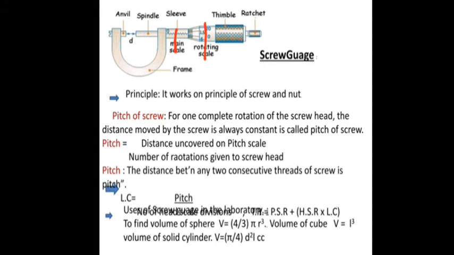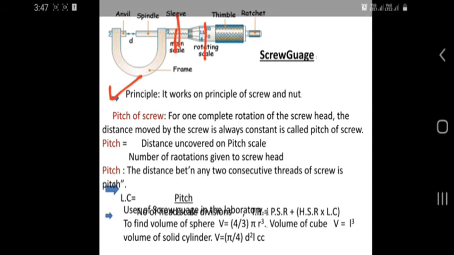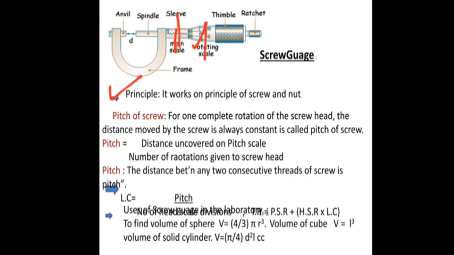Let's understand the differences between the two later on, but first let us understand this instrument. What is its principle? It works on the principle of screw and nut. The screw is the pitch scale, and the nut is the head scale. As the screw goes inside the nut or you unscrew it, just like that, the pitch scale and the head scale of this instrument operate like a screw and nut.